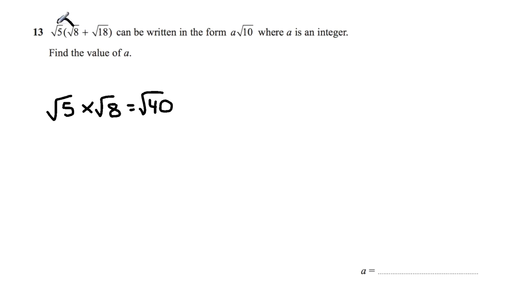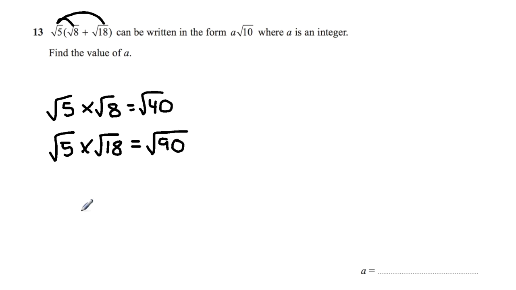My next step is to multiply the square root of 5 times the square root of 18. So the square root of 5 times the square root of 18 is equal to the square root of 90. So we have, so far, square root 40 plus square root of 90.